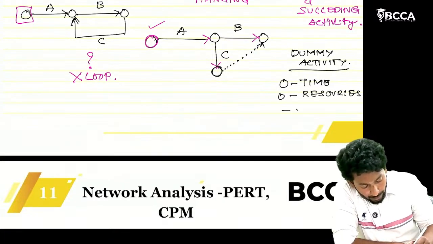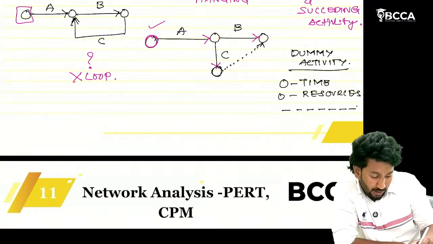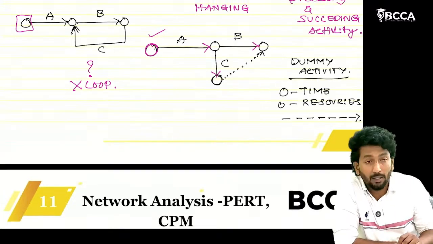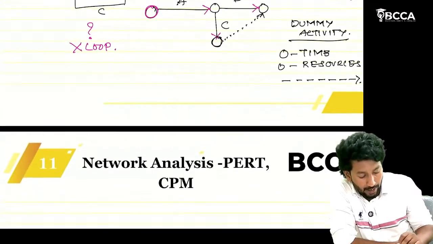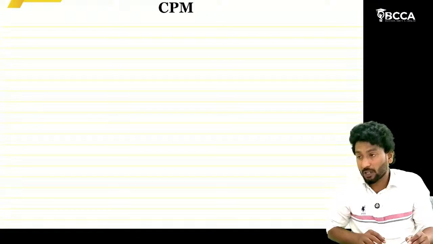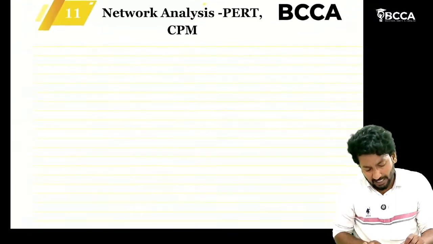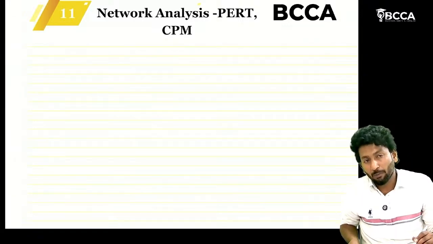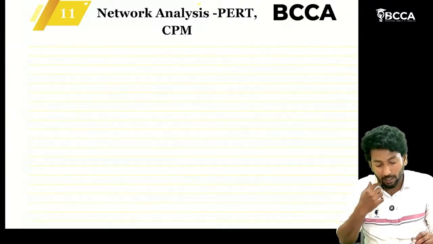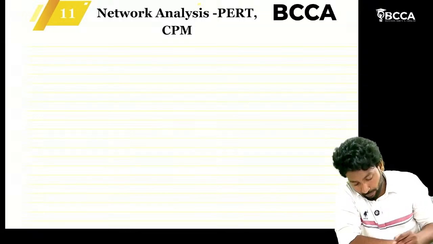Okay, that will be represented with dotted lines, sir. Okay, that's it for dangling or hanging error. Next, one of the most important adjustments. This adjustment will be asked in each and every question, sir. For most of the network diagram drawing questions, this adjustment will be there for sure.